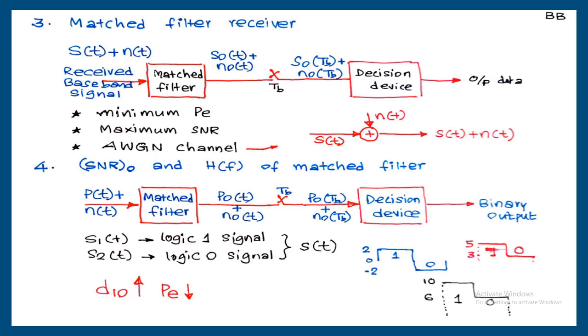So how much noise voltage is added to get an error? Only more than 1 volt, because more than 1 volt means 3 will become more than 4, so we'll get an error. Or less than minus 1, 5 will become 4 or less than 4. So it's only 1 volt noise that is needed to get an error here. But in the first case, minimum 2 volt is needed to get an error.